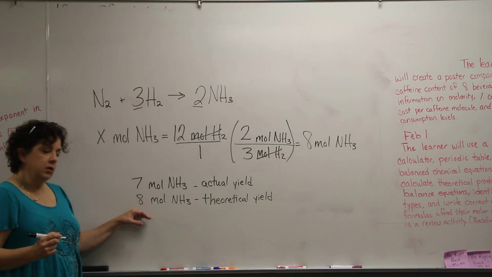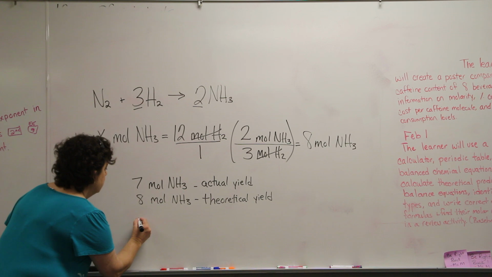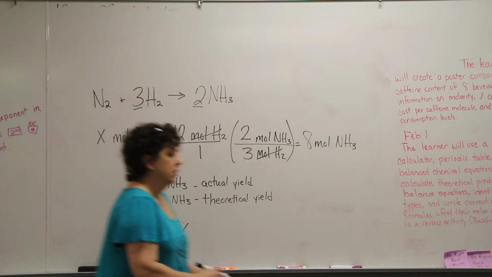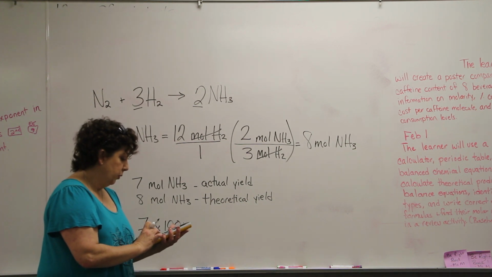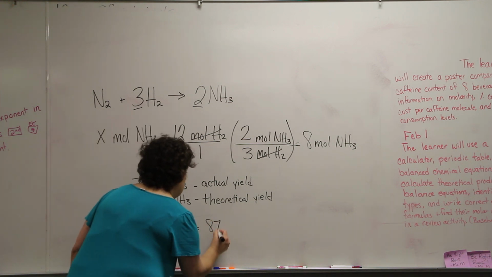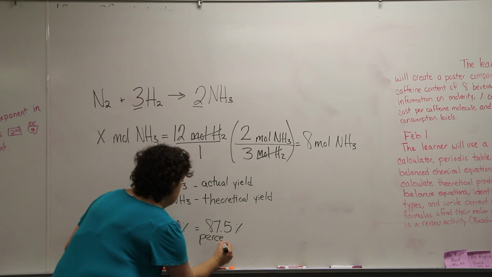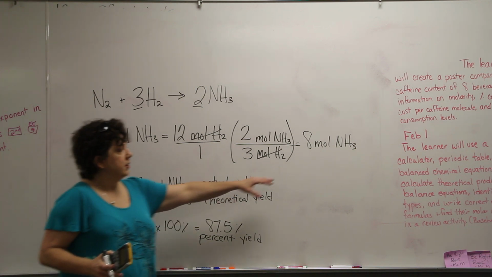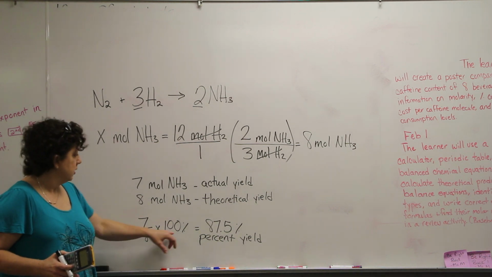If I want to know my percent yield, it will be the actual yield divided by the theoretical yield times 100%. So we're going to say 7 divided by 8 times 100%. Trusty calculator. 7 divided by 8 times 100 gives us 87.5% yield. That's what we call percent yield. In order to calculate percent yield, you have to have a theoretical yield and you'll be given an actual yield. Remember, it's actual yield divided by theoretical yield times 100%.